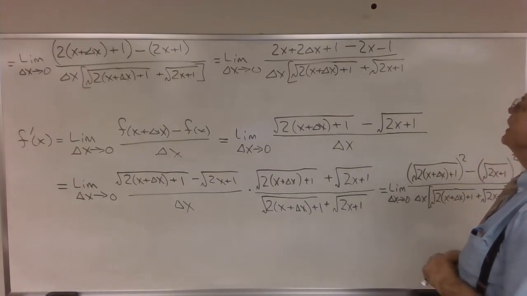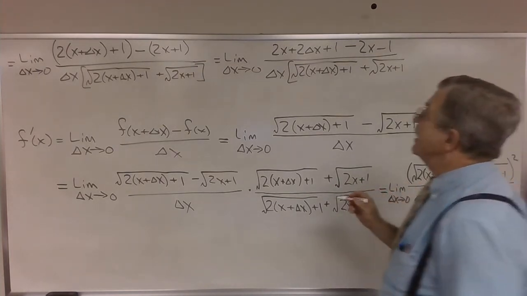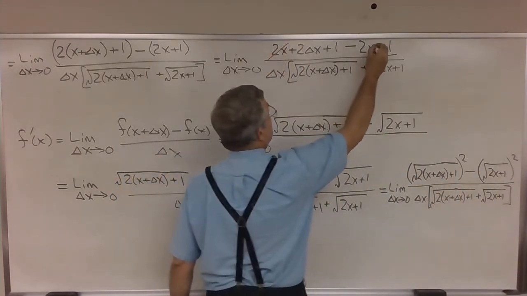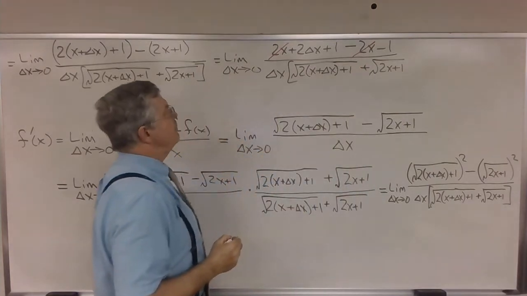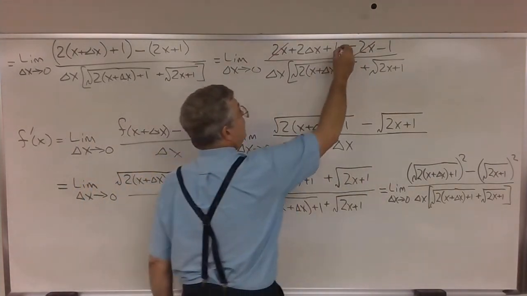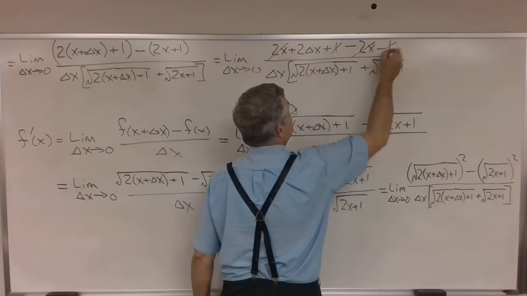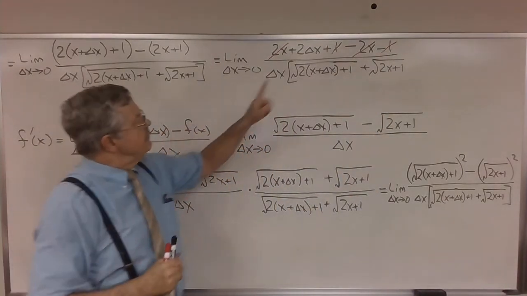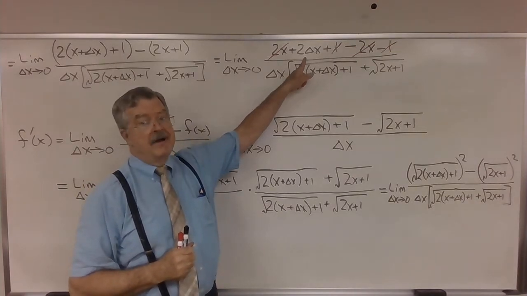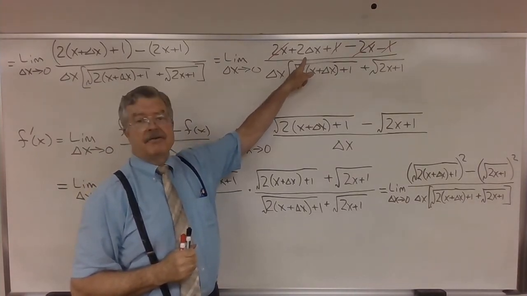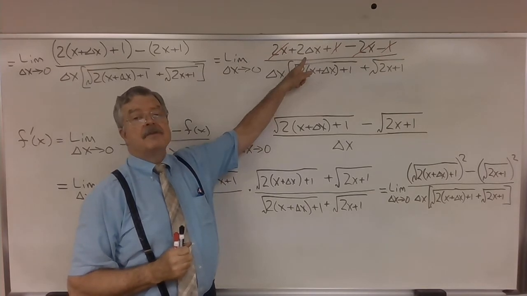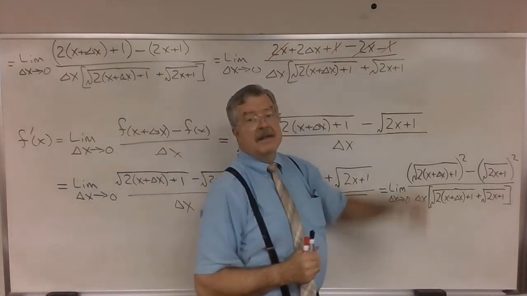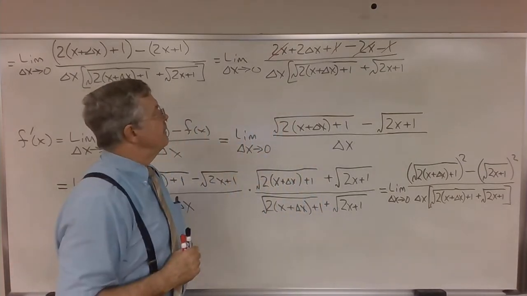And let's see what happens. I have a plus 2x here and a minus 2x here. They zap each other. I have a 1 here and a negative 1 here. They zap each other. The only term in the numerator that survives has a factor of delta x. All of the terms that did not have a factor of delta x get zapped. They cancel each other out.